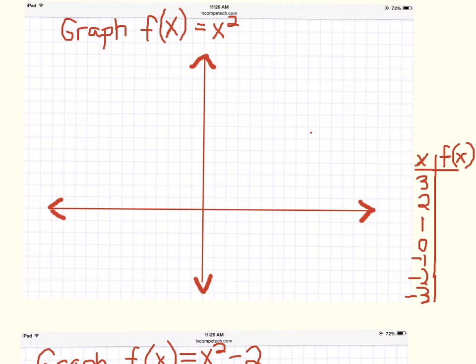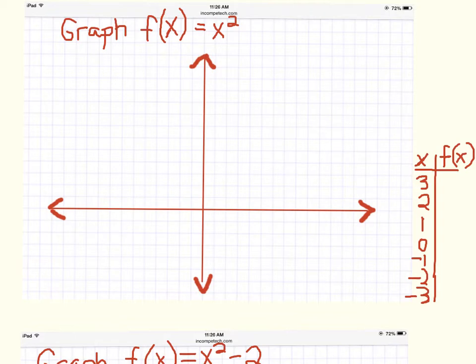Okay, so let's graph our first quadratic equation. We're going to graph f of x equals x squared. And so the key to what a quadratic equation is going to look like when you graph it is it's going to be either an upward or downward facing symmetrical U shape.